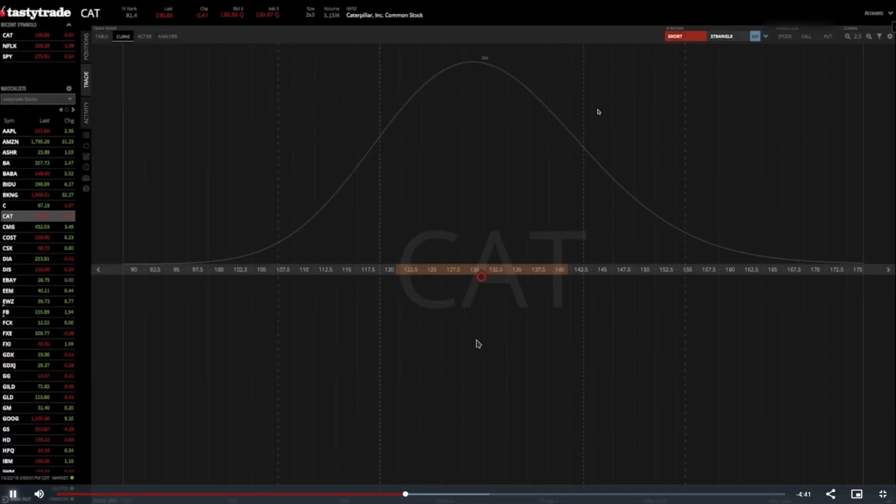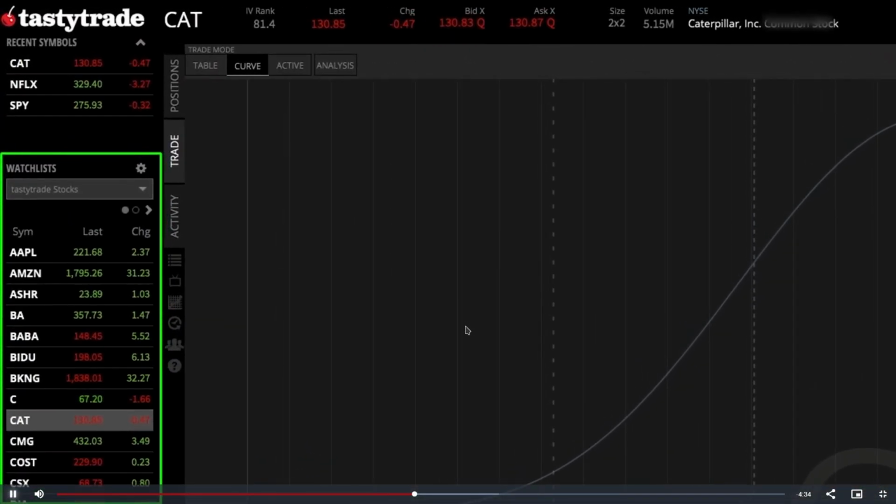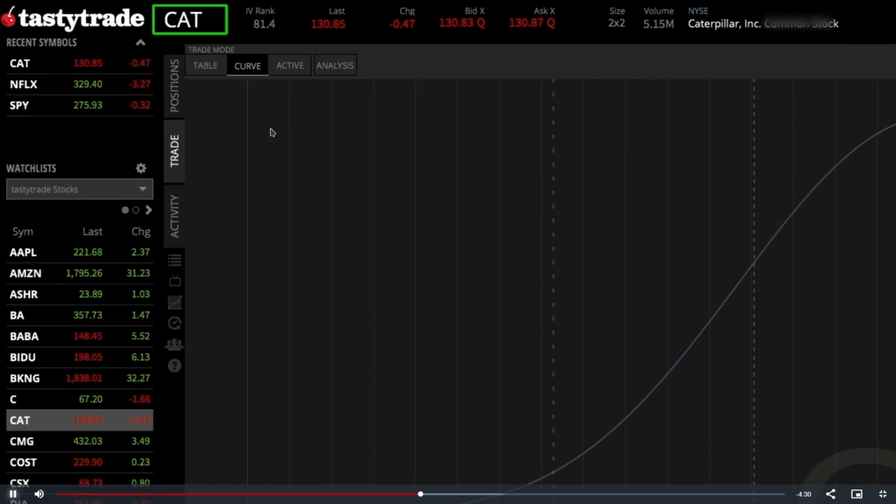Welcome to the Tasty Trade platform, where we can easily place, adjust, and close trades. You can see my watch list along the left side, where I can see what's going on with stocks I'm interested in. Along the top, you can see that I've typed in CAT, which is Caterpillar's stock symbol.